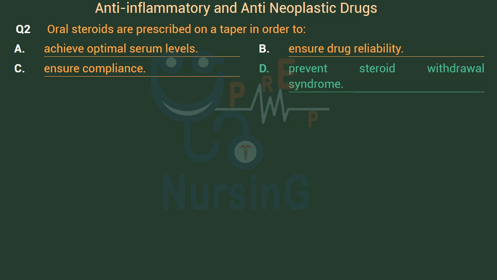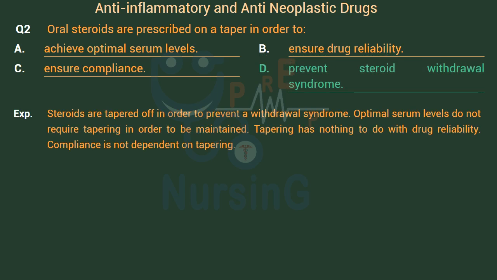Prevent steroid withdrawal syndrome. Steroids are tapered off in order to prevent a withdrawal syndrome. Optimal serum levels do not require tapering in order to be maintained. Tapering has nothing to do with drug reliability. Compliance is not dependent on tapering.